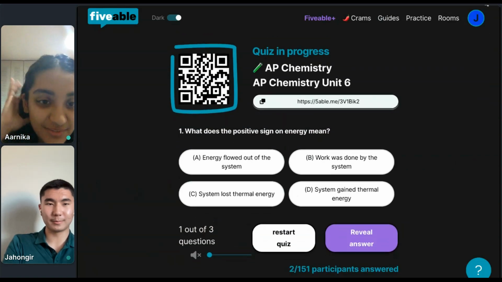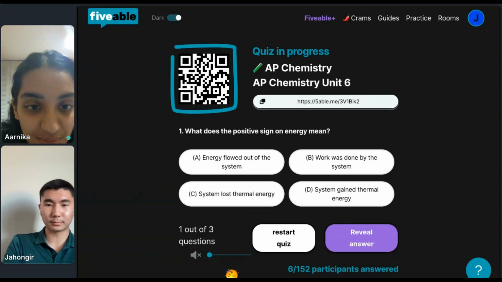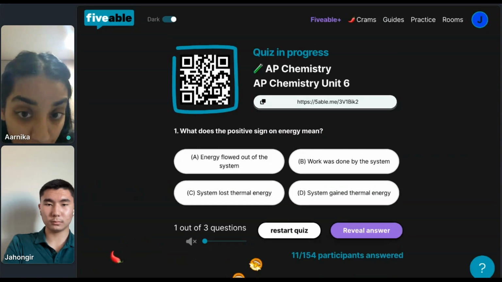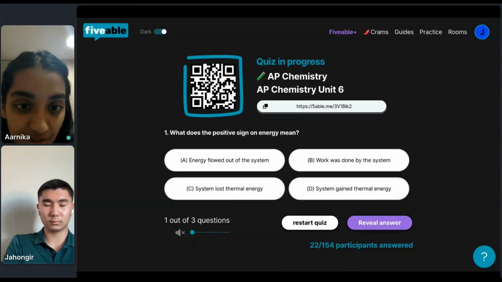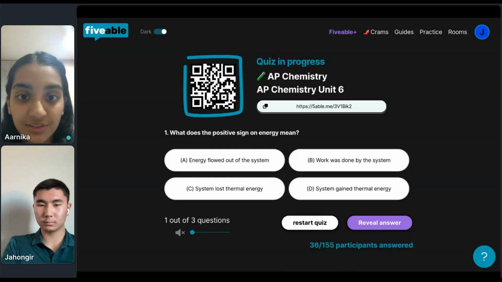Okay, so this says, what does the positive sign on energy mean? Energy flowed out of the system, work was done by the system, the system lost thermal energy, or the system gained thermal energy.